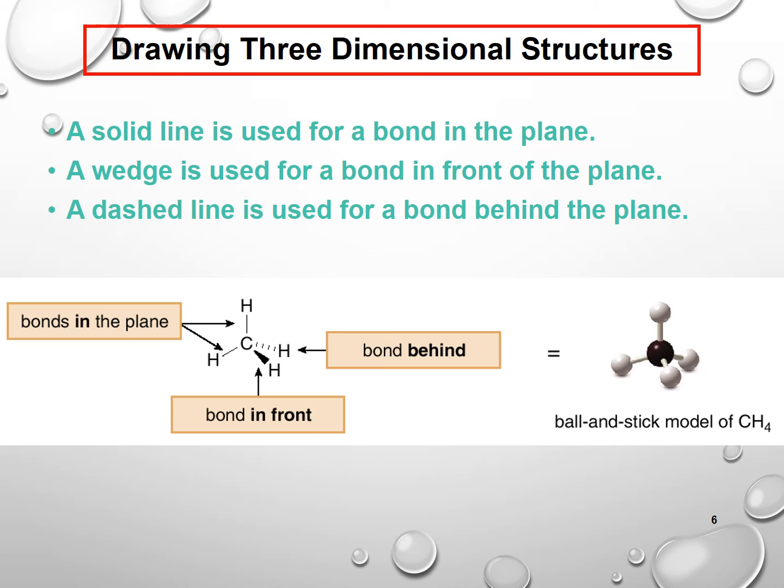So next is drawing 3-dimensional structure. So bila kita nak draw dimensional structure, kita kena ada 3 ni lah. So satu dalam bentuk solid line. Solid line is used for a bond in the plane. And then kita ada wedge, which is used to show the bond in front of the plane. And then the dash line is used for the bond behind the plane. So kita kena ada 3 ni.